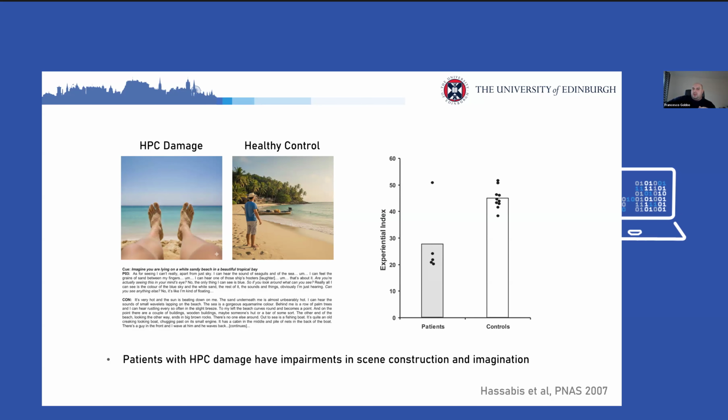For example, when patients were asked to imagine being on a beach, they would only provide information about the color blue, or the sense of warmth or the sun under their feet, but not much more. Whereas healthy controls could provide a full scenery, more or less what's being depicted in the picture.